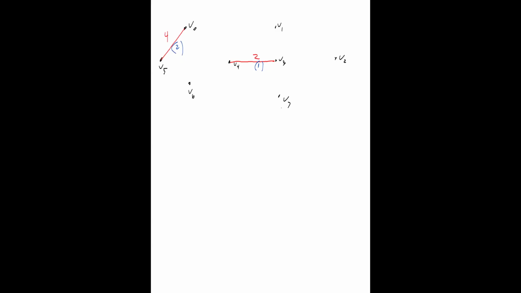So look at the picture and tell me what edge comes next. What edge is the next shortest after 2 and 4? 5, correct. So let's add edge 5. And that's the third step.